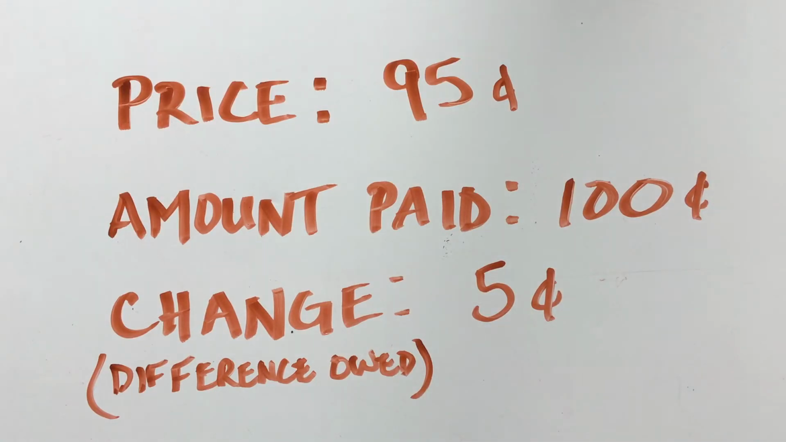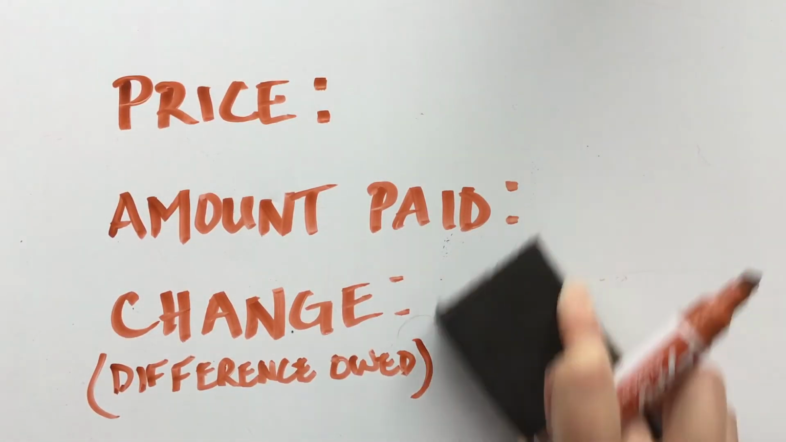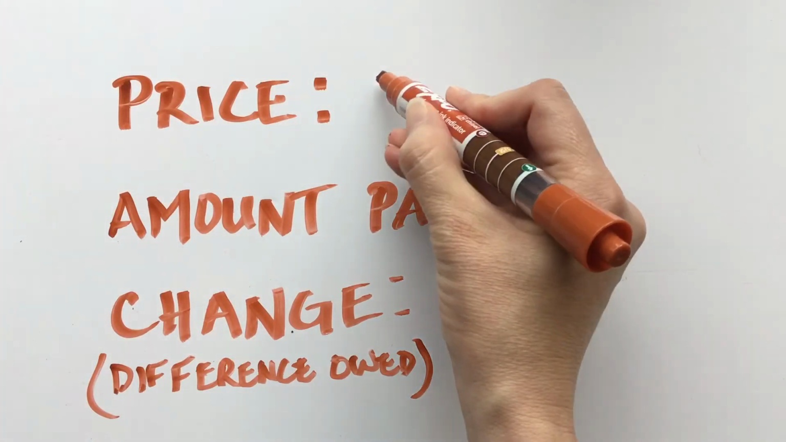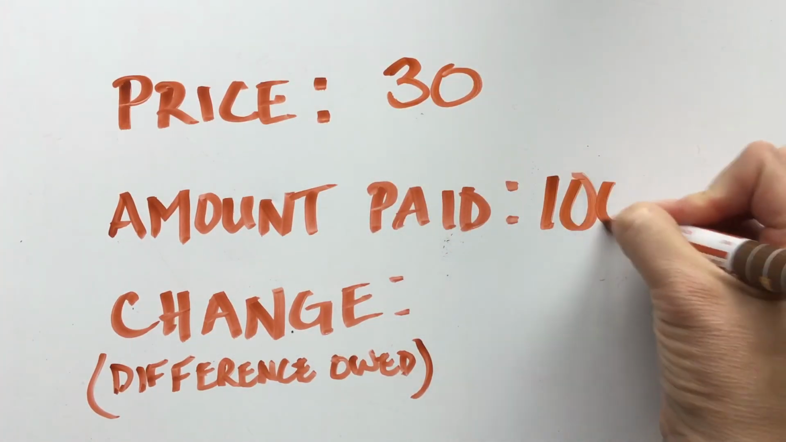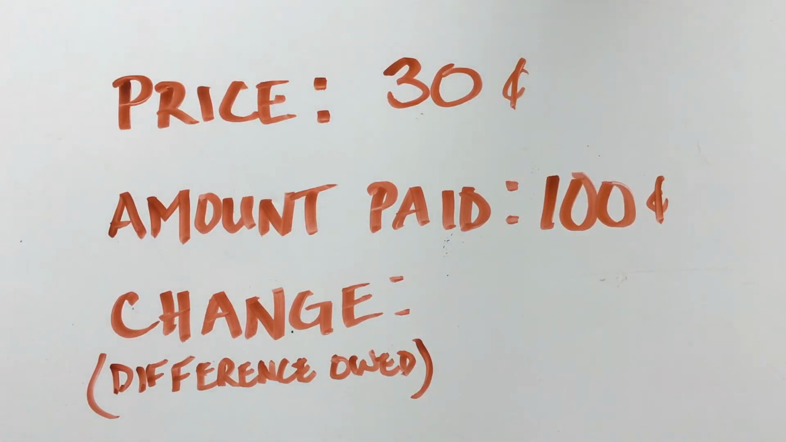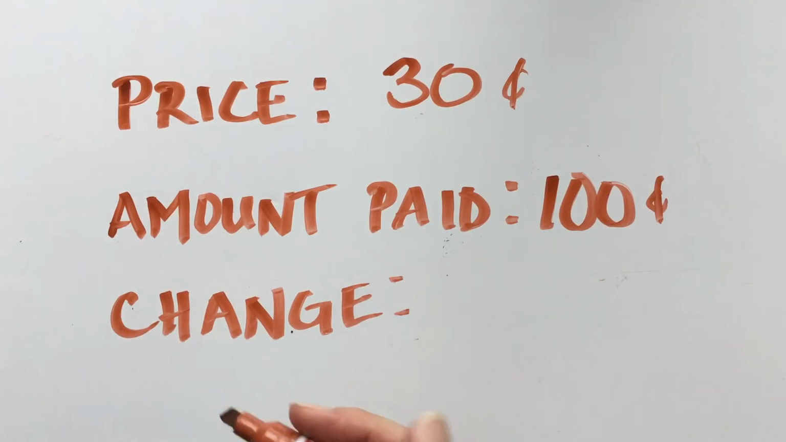All right, you know what? If the numbers are a little bit higher, I'm going to follow the same process. What if the price of an item was 30 cents? And again, I paid with a loonie. 30 cents was the cost. I had a loonie in my pocket, so I threw it down on the counter and said, here you go. How much will I get back? Well, to figure out this one, what am I going to count by? I'm going to count by tens.